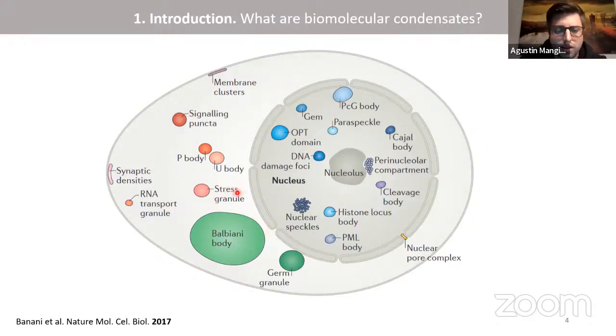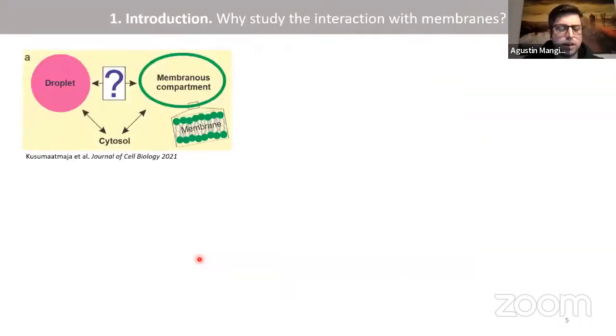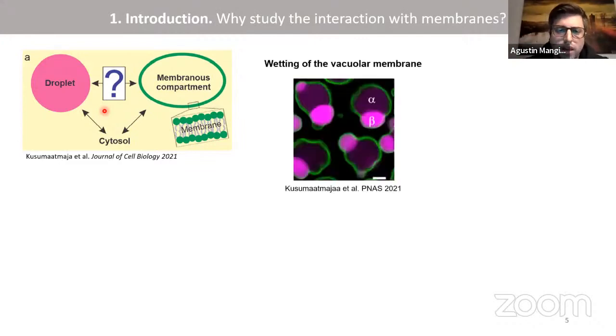Some of them are transient, like stress granules. Some of them are there always, like the nucleolus. And the idea is to try to understand the interaction of these things with membranes, because it's logical that in such a crowded environment as the cell cytoplasm, this droplet can encounter the membrane. So the membraneless organelles can interact with the membrane-bound organelles that we knew before. And there are several examples of this already.